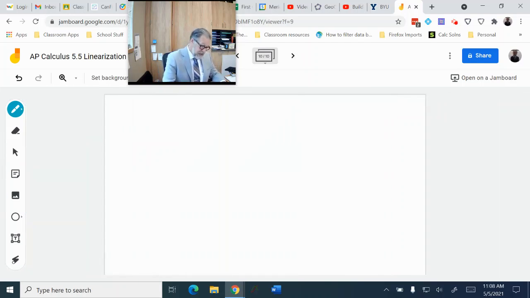Let's do another one. 1 over 1 minus x. Notice that the key to this is to write this as 1 plus something to the power of k, which means that I now know that this is approximately 1 plus k, negative 1, times the something, which is negative x. This ends up being 1 plus x.